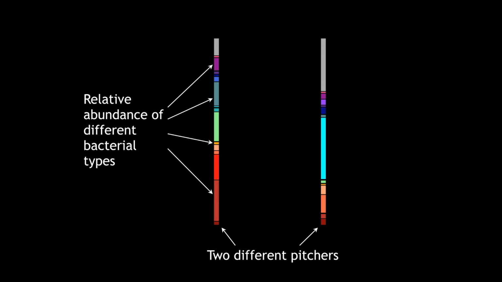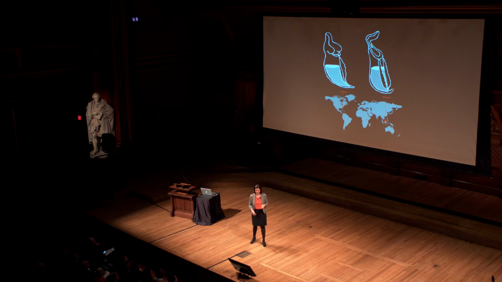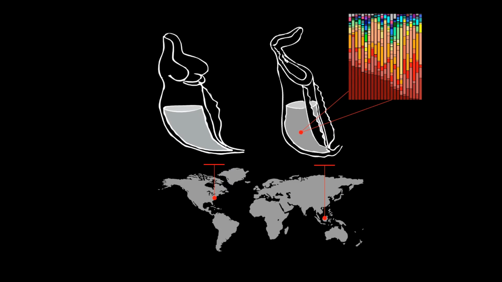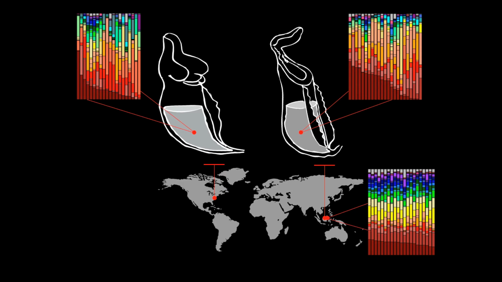Here, each column represents the ecosystem inside a pitcher, and each color represents a different type of bacteria. This approach compares bacterial communities. I have found that the bacterial communities living in pitchers from Southeast Asia are more similar to the bacterial communities in pitchers from North America than they are to the bacterial communities in the soil directly surrounding them.